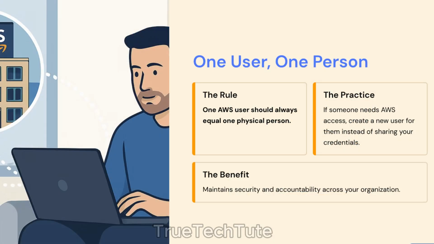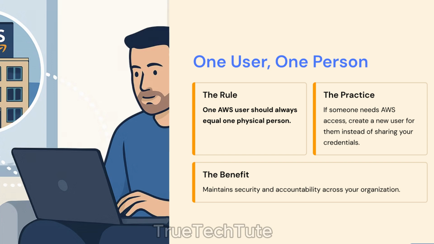Second rule, one user, one person. This is a simple but very important rule. One AWS user should always equal one physical person. If your friend wants to use AWS, don't give them your username and password. Instead, create a new user for them. This keeps things secure and accountable.